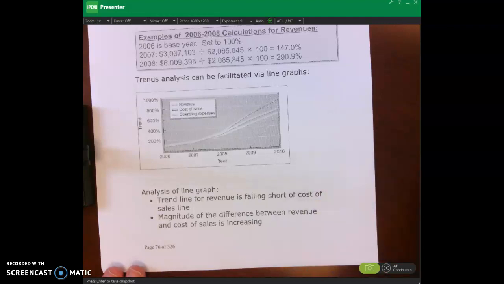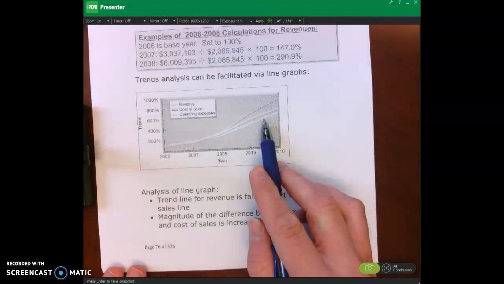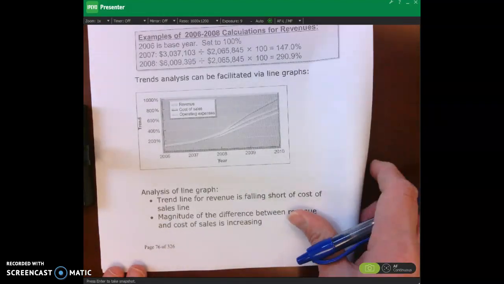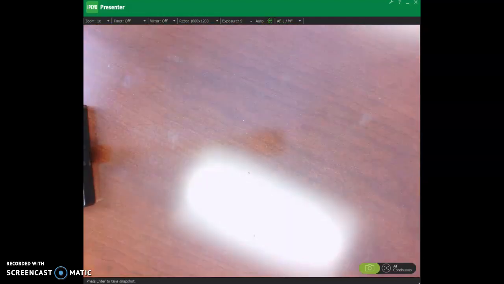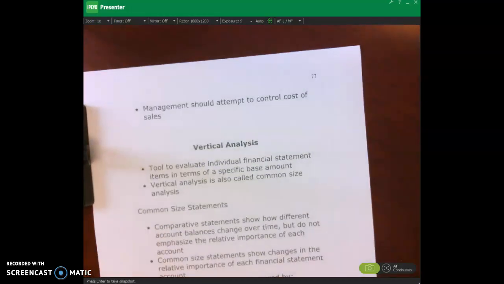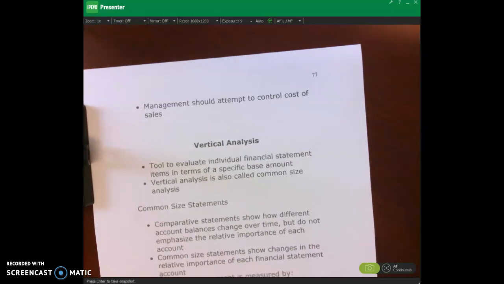And then, of course, also net income in the future, assuming that operating expenses don't decrease, right? And so when we look at that trend and we analyze that trend, we should basically say that management should attempt to control the cost of sales.